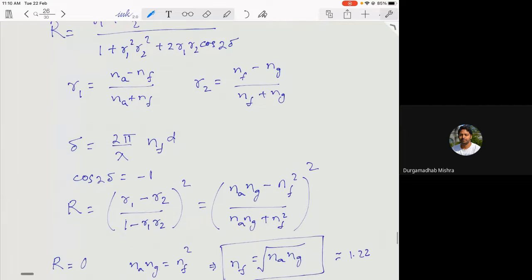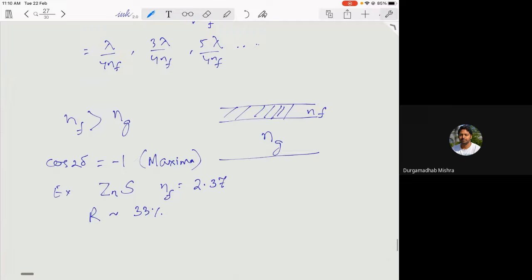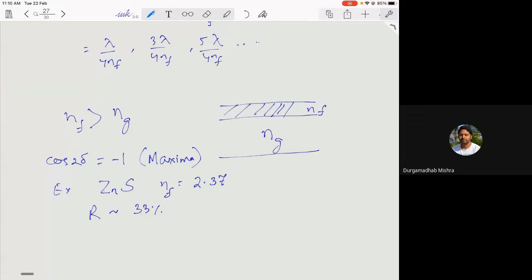So you can use this equation, R1 minus R2 by 1 minus R1 R2 whole square, and in that case R1 and R2 will change because NF has changed. For just a normal air and glass interface, we calculated that the reflectivity will be 4% of the incident wave, so 4% of that amplitude will be reflected back. But if you coat with zinc sulfide, you can increase the reflectivity by 33%.